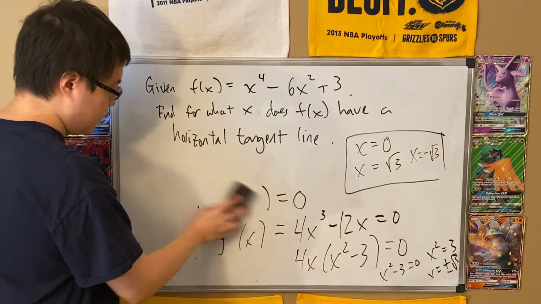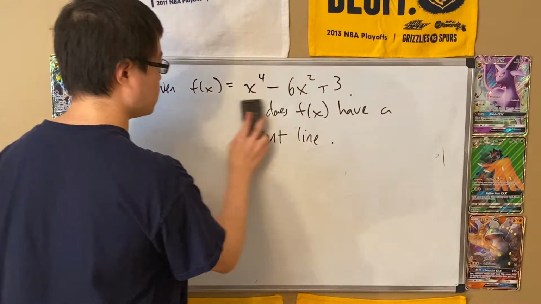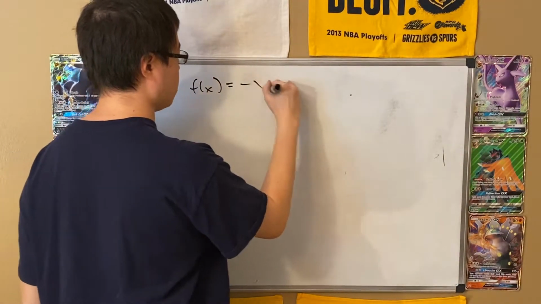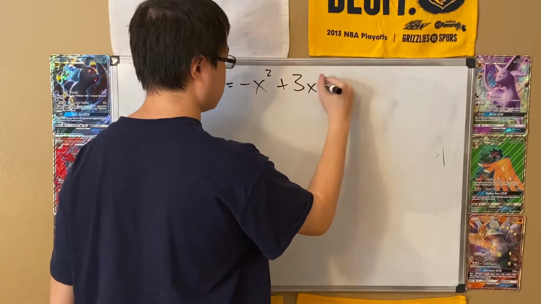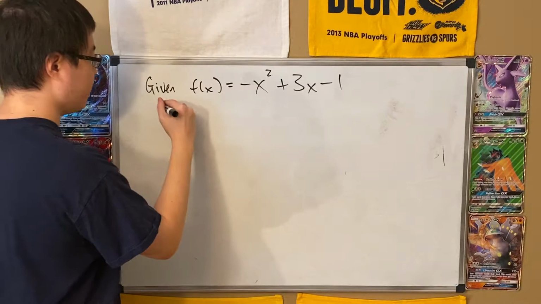So I'm going to erase this right here. I'm going to erase this. So let's say we have a new function. Let's just take a nice little parabola. Should be minus x squared plus 3x minus 1. That should be sufficient for our needs. And then what we're going to do is we're going to find the x's.